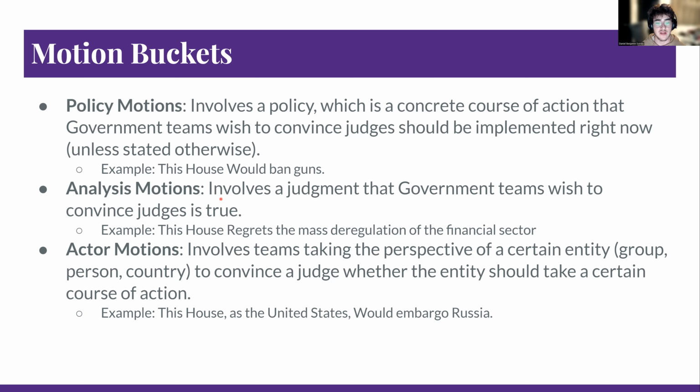Lastly, actor motions involve teams taking the perspective of a certain entity, for example, a group, person, or country, to convince a judge whether the entity should take a certain course of action. So it's like a policy motion, except now we're taking the perspective of a specific entity, whether it's a person, country, or group. For example, this House, as the United States, would embargo Russia. As you can see, the actor that we are looking through the lens of is the United States, or the entity, and so now we're debating from their perspective.